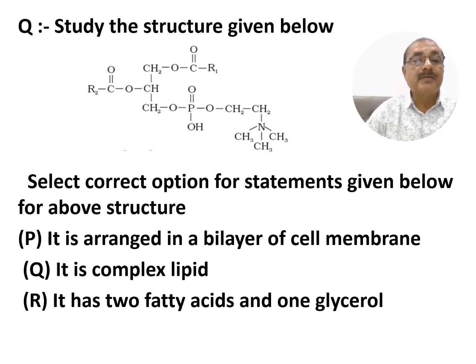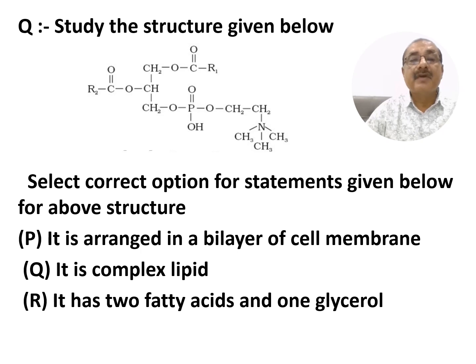Now the first two you will decide very easily. It is arranged in a bilayer of the cell membrane. Yes, it is correct. It is a complex lipid. Yes, it is correct because it has phosphate. Lipid plus non-lipid. As a non-lipid, phosphate is there. So it is a complex lipid. Now third, it has 2 fatty acids and 1 glycerol.